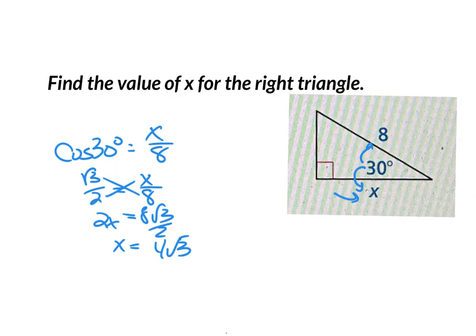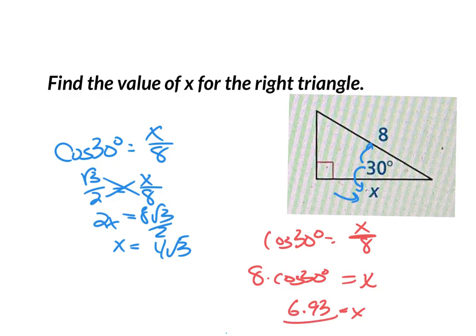Another way to do it, which you're about to see in a second, is you could just do cosine 30. I shouldn't show you this yet. To get the x by itself, because it's divided, I'm going to multiply both sides times 8. So we get 8 times cosine 30. You could punch in 8 times cosine 30 on your calculator, and it's going to give you 6.93, which is a decimal approximation of that value. So it's the same answer. One way we knew the value of cosine 30, the other way we didn't. We could use a calculator.